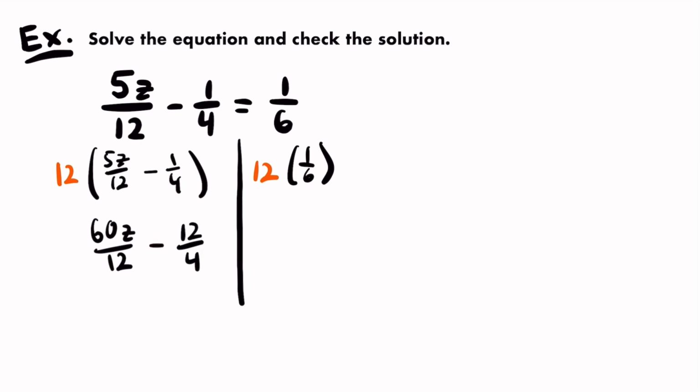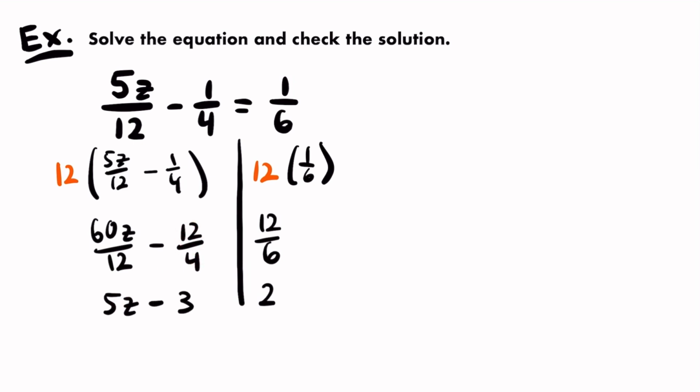And then on this side of the equation, 12 times 1/6 will give you 12 divided by 6. 12 divided by 6 is 2, so we get 2 on this side. And then over here, 60 divided by 12 is 5, so we have 5 times z. And by the way, you could have found this right away up here when multiplying 12 by this fraction. Since the denominator is also 12, we know that 12 divided by 12 would be 1, so you could cancel those numbers out and you would just get 5z. Okay? But anyway, over here, 12 divided by 4 is 3, so we have minus 3.